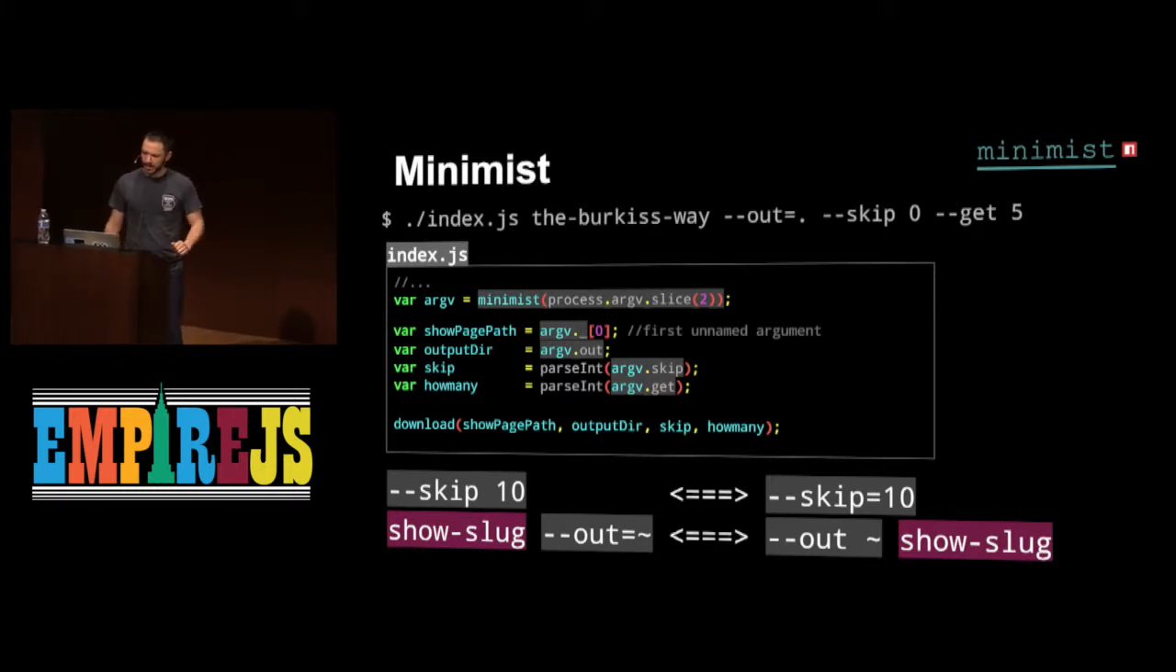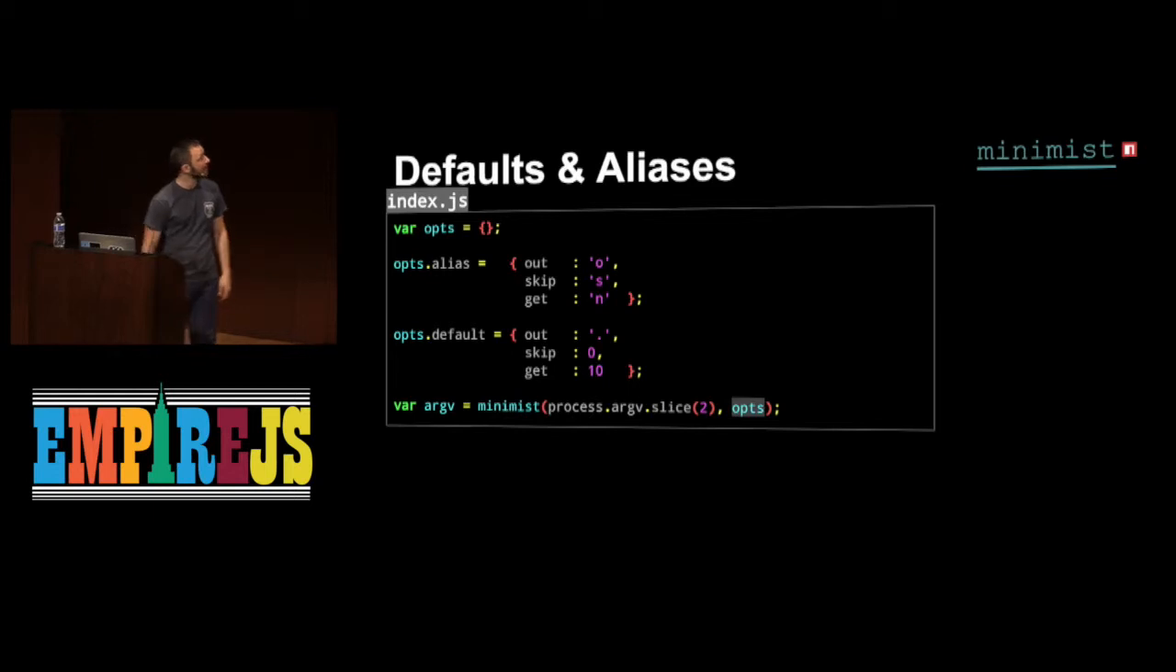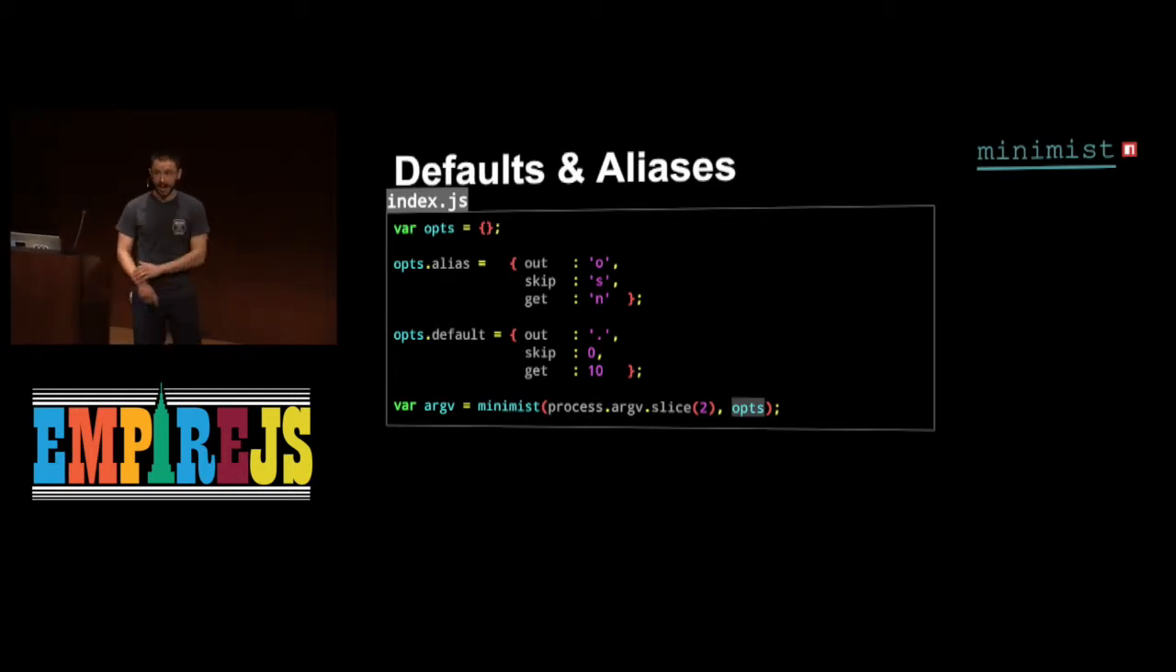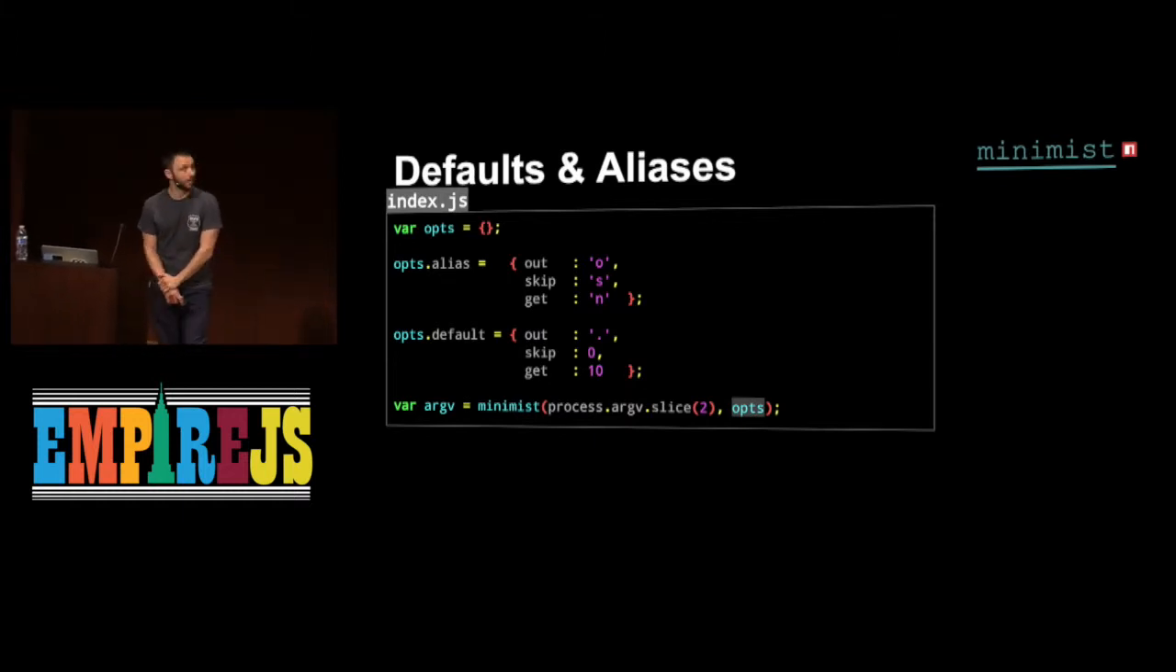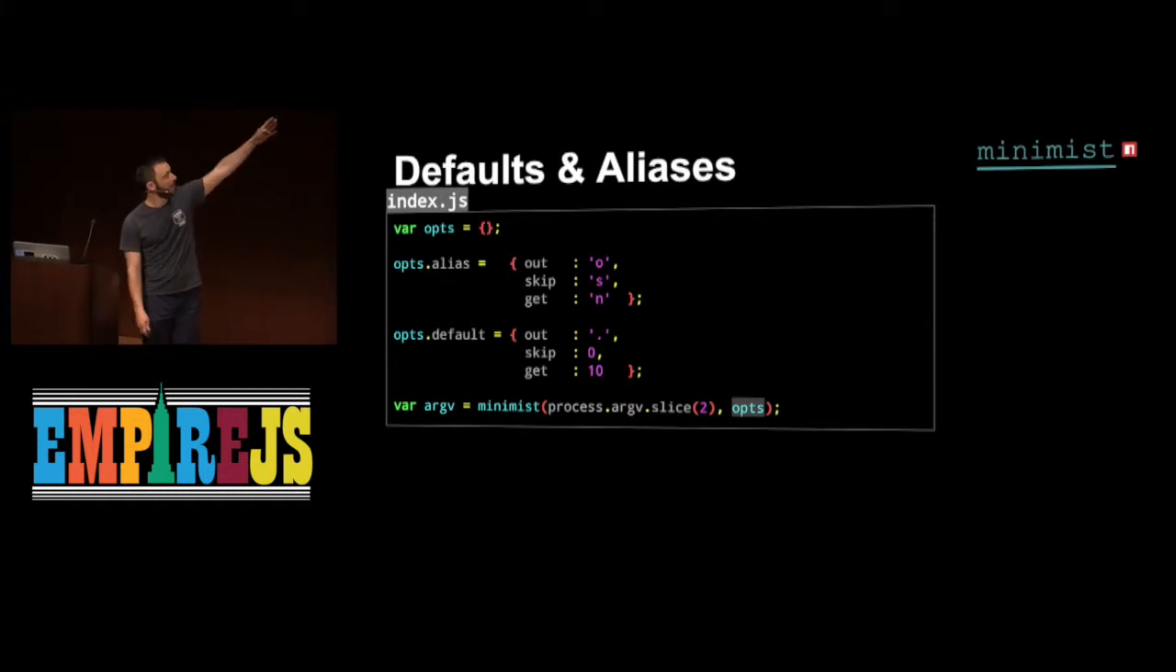So this is looking better, but the switches are really long. And also, why do I always have to tell it to download to the current working directory? Let's fix that with defaults and aliases. Minimist has these built in. You have an options object with an alias key, and that's a mapping of switches to short versions. So for get, we're going to make a short version of n, skip s, etc.